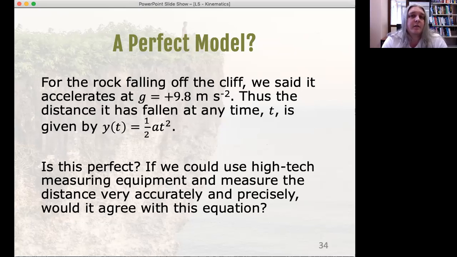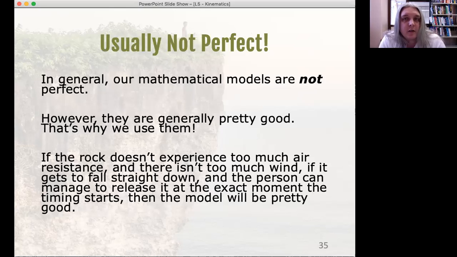So we can write the height of that rock as a function of time just by saying it's equal to 4.9 t squared. So is this perfect, right? Is this an exact representation of what really happens? If you use really high-tech measuring equipment and you measured the distance very accurately and precisely, would it agree with that equation? Would the rock actually follow this height equation exactly? Usually not, right? Our mathematical models are not perfect.